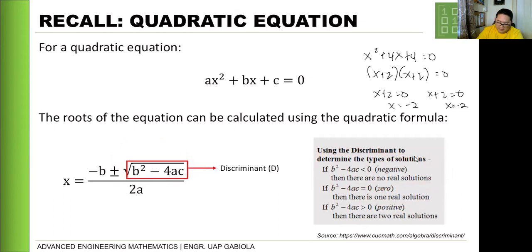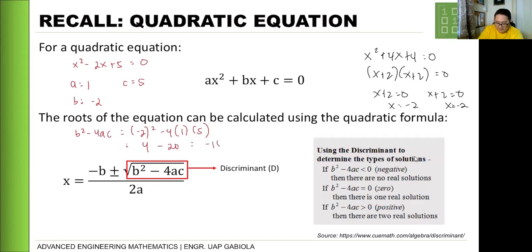Halimbawa, ano bang halimbawa ng example? No? So let's say, halimbawa, we have x squared minus 2x plus 5 is equals to 0. Okay? So yung value niyan is yung a natin is 1, ang b natin is negative 2, ang c natin ay 5. Okay? I-check lang natin yung discriminant, yun lang yung substitute natin, no? So sa discriminant natin, we have b squared minus 4ac. Okay? So substitute natin, we have negative 2 squared minus 4 times 1 times 5. So we have 4 minus 20 or negative 16.